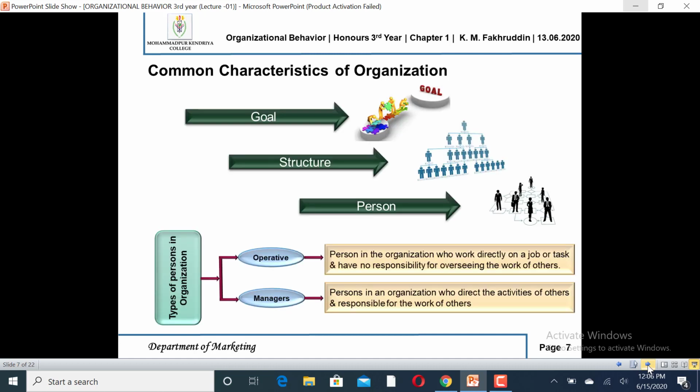There are some common characteristics of organization: goal, structure, and person. The types of persons in an organization are operative and manager. An operative is a person in the organization who works directly on a job or task and has no responsibility for overseeing the work of others, but a manager is a person in an organization who directs the activities of others and is also responsible for the work of others.